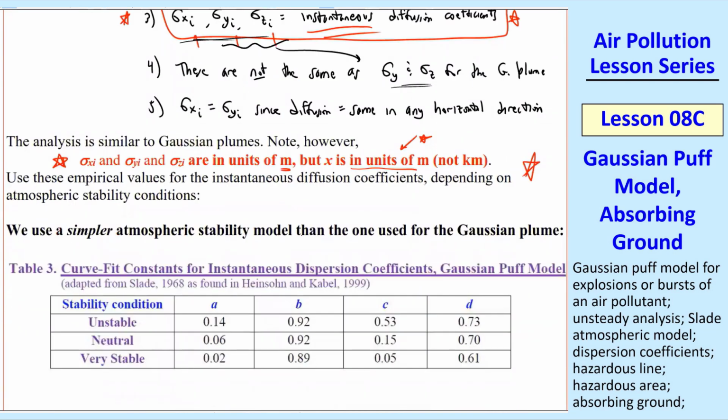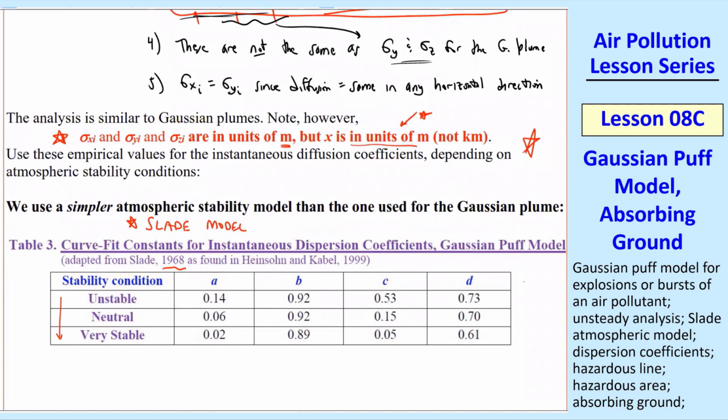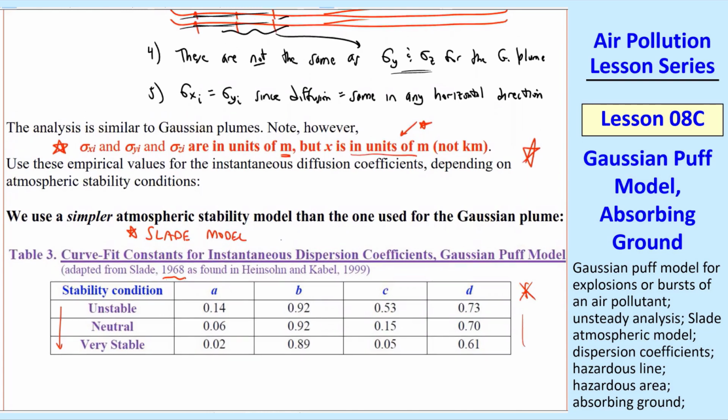The good news is that there's a very simple model, much simpler than the other one we had, and this is called the Slade model. That's the one we're going to use. That's the simplest one. There's only three stability conditions for the atmosphere. Remember, we had A, B, C. We also had A-B, B-C. So we had all these different types of stability condition depending on the sun, how high it was from the horizon, how many clouds there were, all that stuff. Now, they just use three very simple ones: unstable, neutral, and very stable. So obviously this is getting more stable as you go down this way. Other nice thing is there's only four coefficients. We also had an F here that is no longer there. So we don't need an F anymore because our equations are up here.